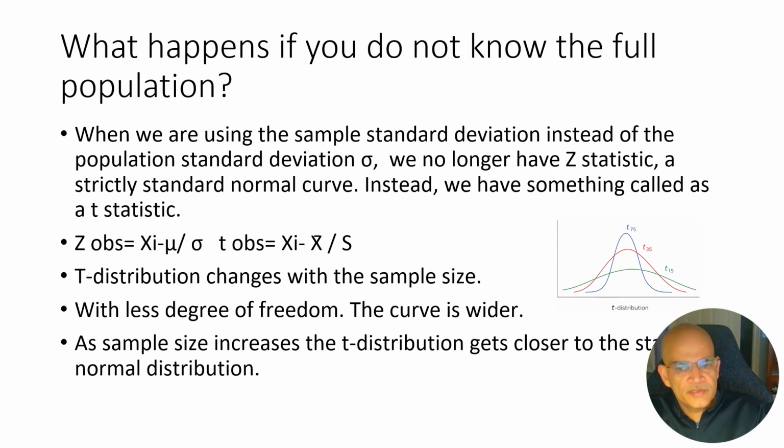And the t distribution changes with the sample size. When you use a t applet, it also asks for a degree of freedom. So the probability of your value will change based on what the degree of freedom is.